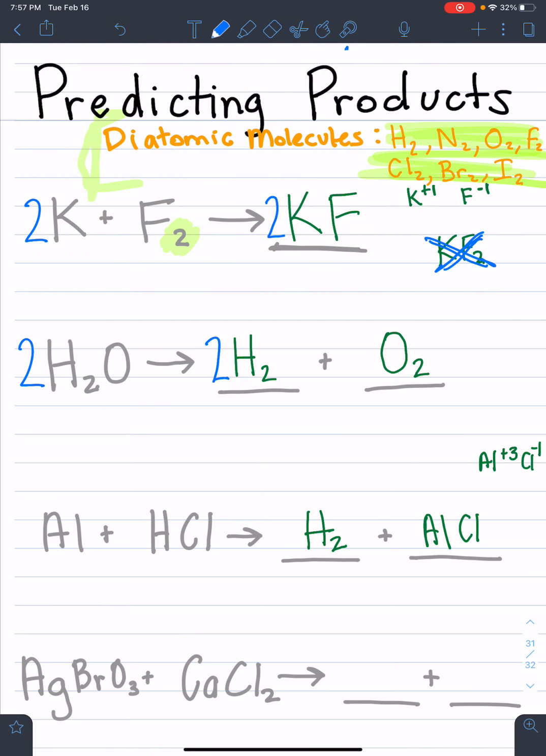So what we have to do is we have to bring the 1 for the Al and the 3 for the Cl. Remember, swap and drop? So your Al is going to get 1, your Cl is going to get a 3. So now let's see if we're balanced. So we have Al is 1, Al is 1, that's good. We have H here and H here.